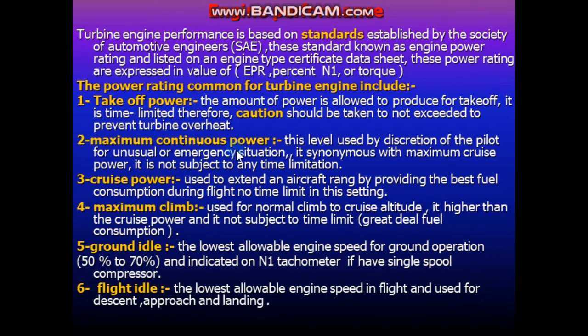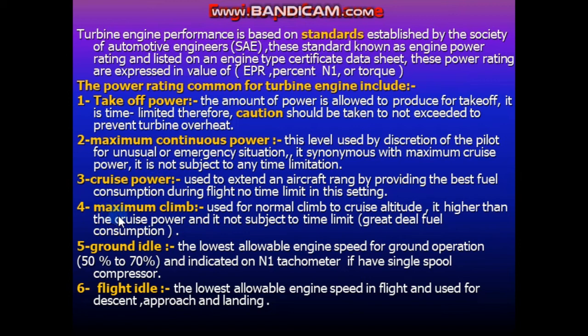Maximum continuous power. The maximum continuous power is the level used at the discretion of the pilot for unusual or emergency situations. So the pilot will use maximum continuous power when there is an unusual or emergency situation. What about the cruise power? The cruise power is the power used to extend an aircraft's range by providing the best fuel consumption during a flight. No time limit is used for a cruise level.